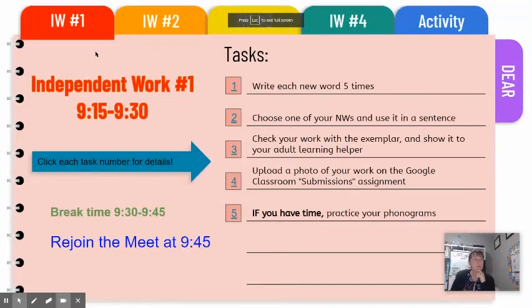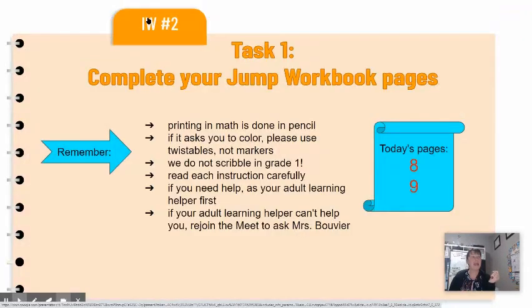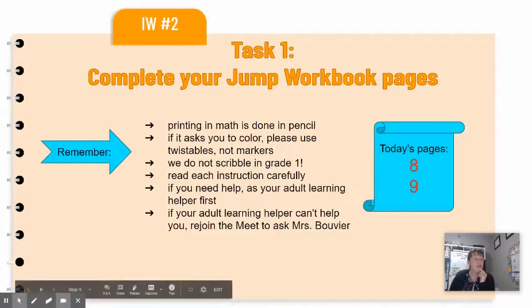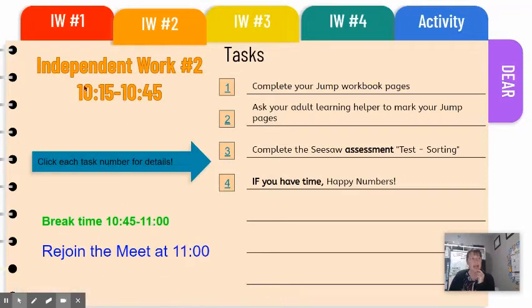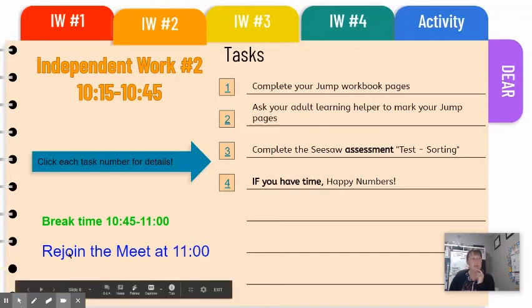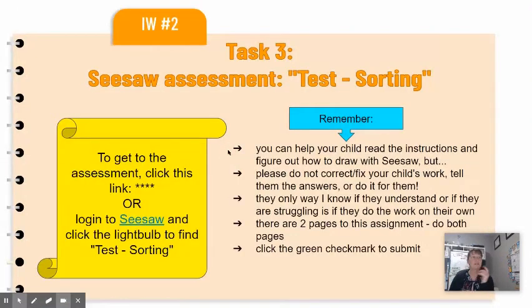All right, so once we're done with independent work number 1, then it's time for number 2. And you've got essentially the same thing in each of these. So the first time you click on independent link 2, it'll bring you up to the table of contents. It reminds you of what time break time is after the work time, and it also tells you when your next meet is. Same thing as before, if I click on any of these links, they'll take me to the task and give me more details.